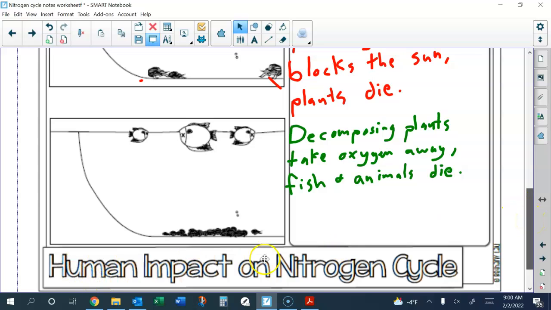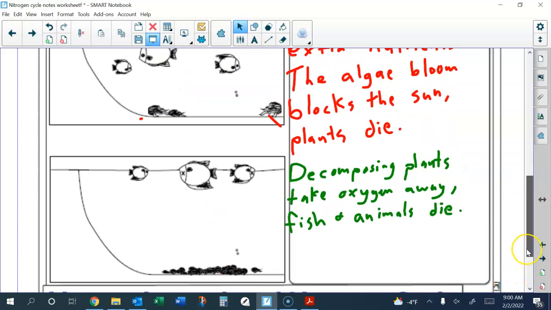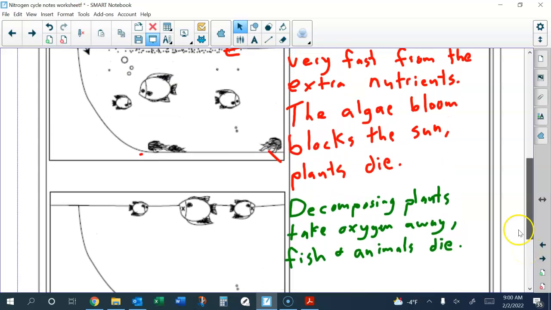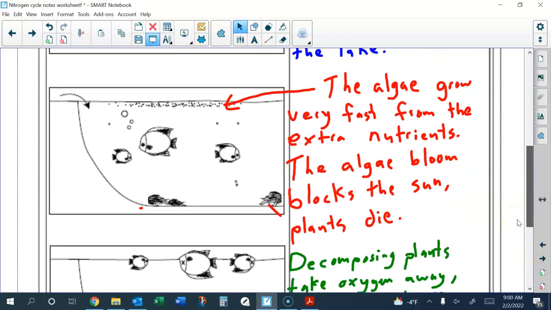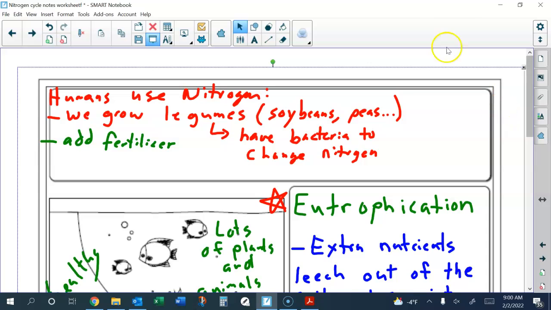All right. So that's how humans kind of screw up the nitrogen cycle sometimes. If we have too much nitrogen, we do this damage to our lakes and streams. And of course, anytime you damage that, it's going to mess up the food chain, which damages everything in the area too. Okay. So that's your basic notes on the nitrogen cycle, guys. If you've got questions, please ask.